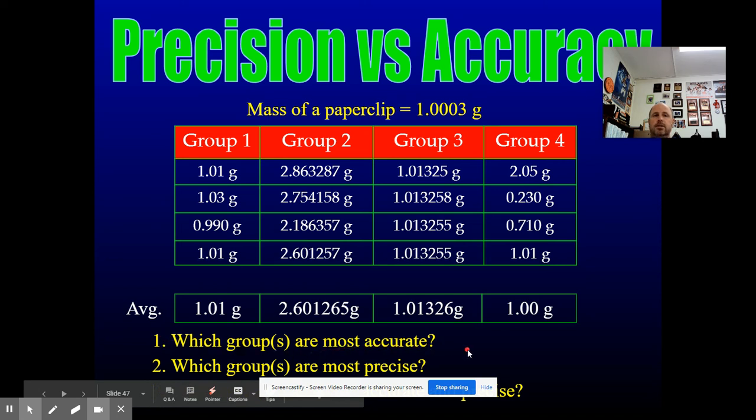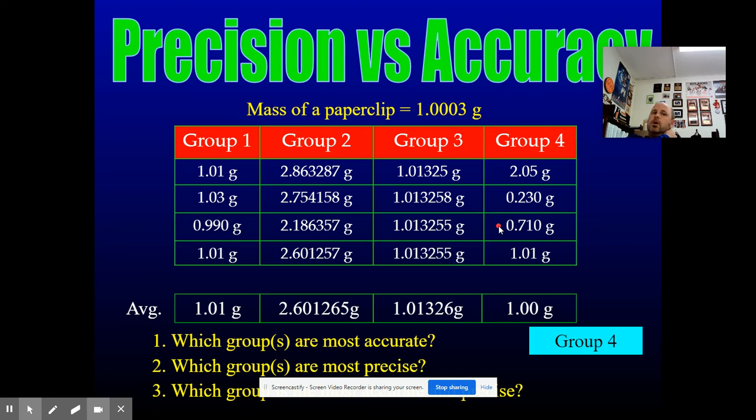So accurate means it's closest to what it's supposed to be. So it's supposed to be 1.0003. So do you have anything that goes out to 1.000? That goes to 1.01, 2.6, which is nowhere near it, 1.01, and this one goes out to 1.0. So as a result, group 4 would be the most accurate set of measurements because their average was closest to what it was supposed to be. If you were to calculate their percent error, it would be the smallest.